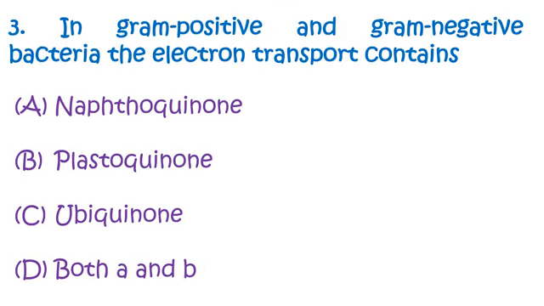Question number 3. In gram-positive and gram-negative bacteria, the electron transport contains, options are option A naphthoquinone, option B plastoquinone, option C ubiquinone, and option D both A and B. And the correct answer is option A naphthoquinone.